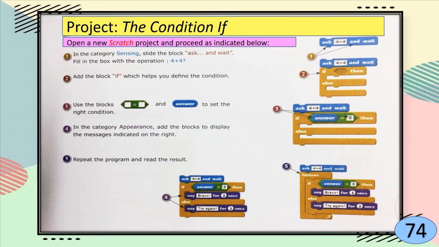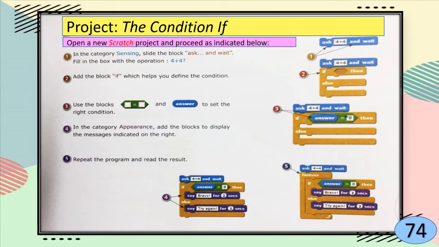Here I want you to make a project using the condition if. This one can be found on page 74 of your textbook. First, you need to open a Scratch application, and then in the category sensing, slide the block ask and wait, then fill in the box with the operation 4 plus 4.